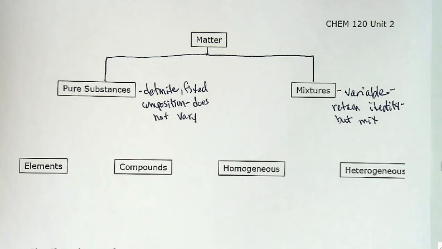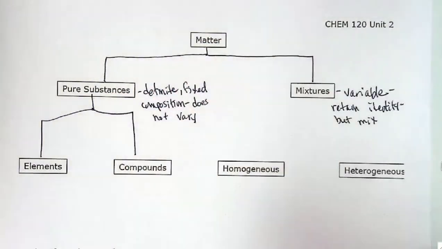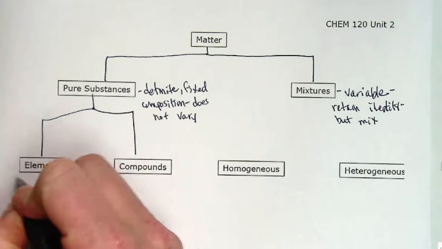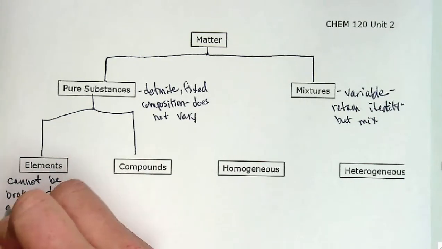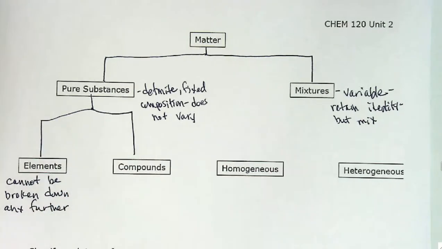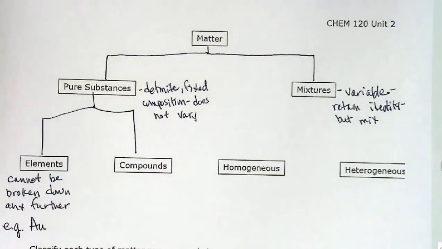Okay. So pure substances can be further subdivided into elements and into compounds. An element is the simplest chemical you will come across. So it's one of the fundamental substances from which all materials are constructed. It cannot be broken down into any simpler substance. An example of an element that we're all familiar with, gold. It's a pure substance and it can't be broken down any further.